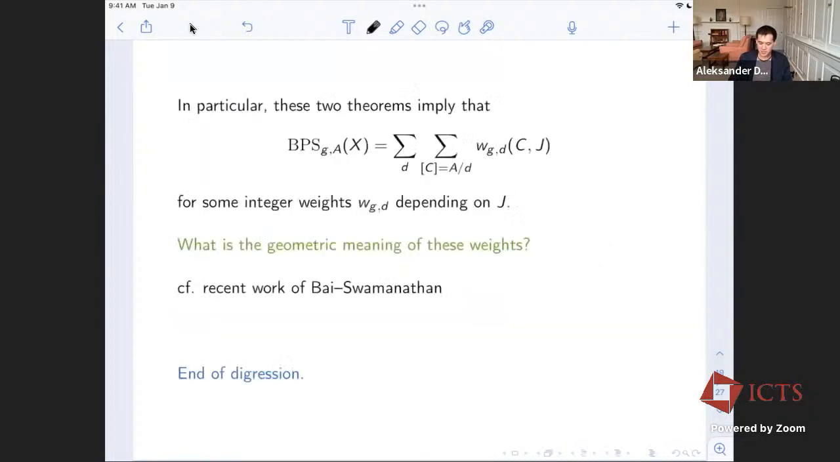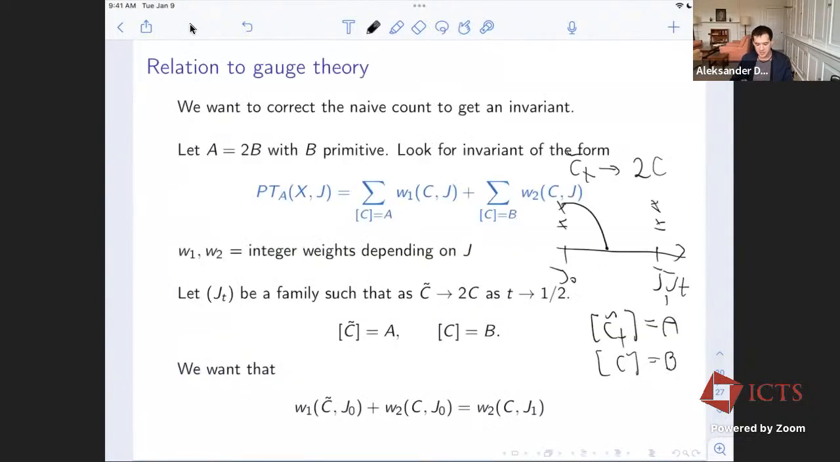Another way genus enters here is that the PT invariant is agnostic to genus, because it mixes different genera. So unlike in the Gromov-Witten invariant, you don't put g. This is consistent with how this is done in algebraic geometry, where you really look at sheaves, and sheaves don't have genus. So you really just look at the homology class of the sheaf.